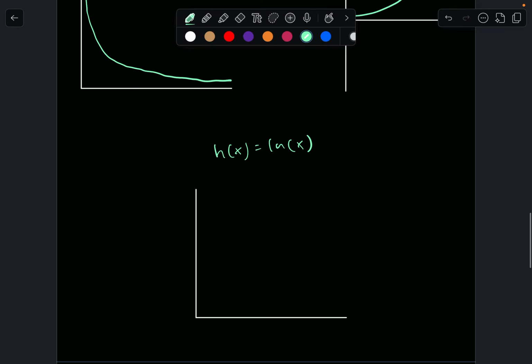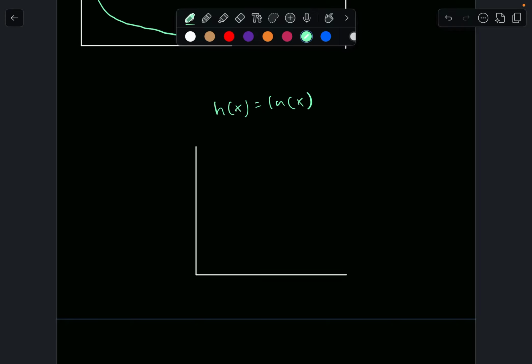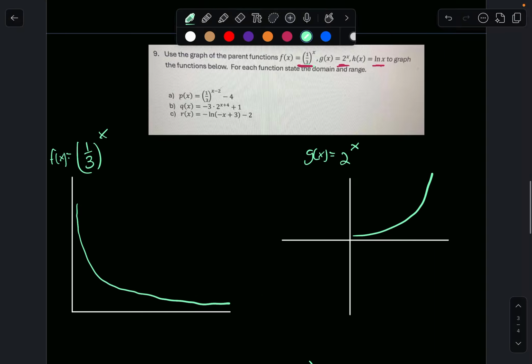Then ln of x, that's easy. That's your natural log, right? Let me look up natural log so I don't butcher it. ln of x. It looks like a mess. Sorry, these are a little sloppy.